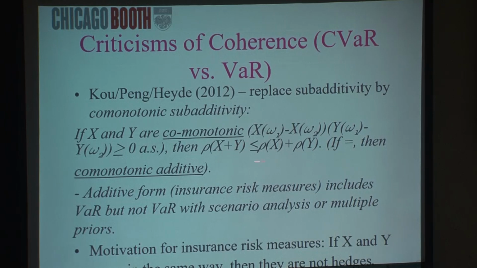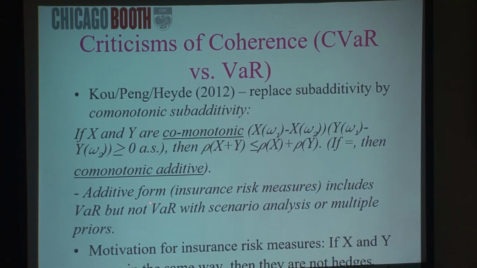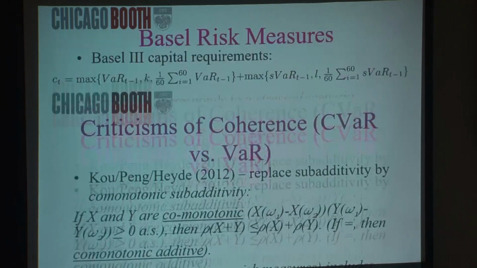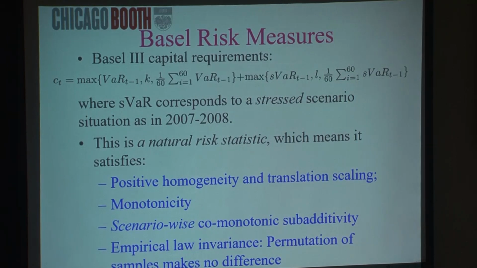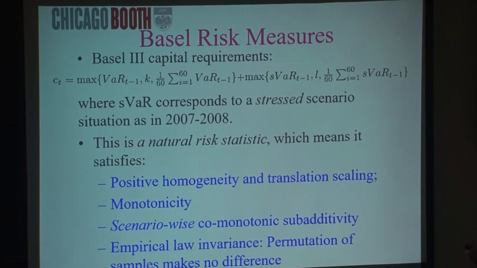Okay, so they say this is a better property, and there's certain kinds of risk measures that include VaR. So VaR, that risk measure here, actually satisfies this property, even though it doesn't satisfy the coherence property. Okay, this is just to show that this risk measure comes up.